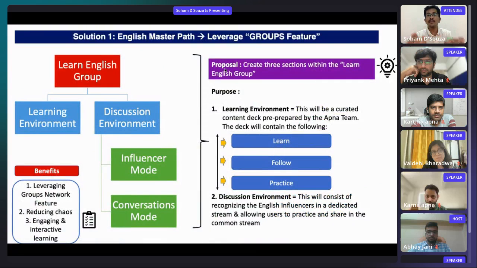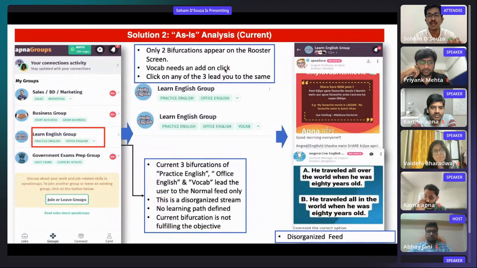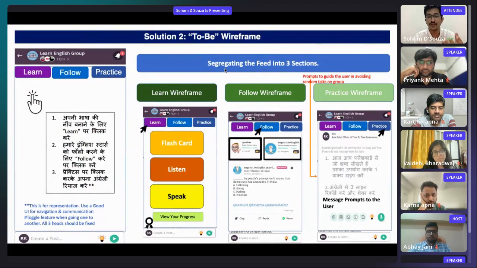So the second part that I'm talking about is the Learn English group, which is one of the most important groups, because groups are the heart of it. Because of this segregation, my proposal is to divide the groups into 3 phases: learn, follow, and practice, so that we can categorically define the learning outcome.